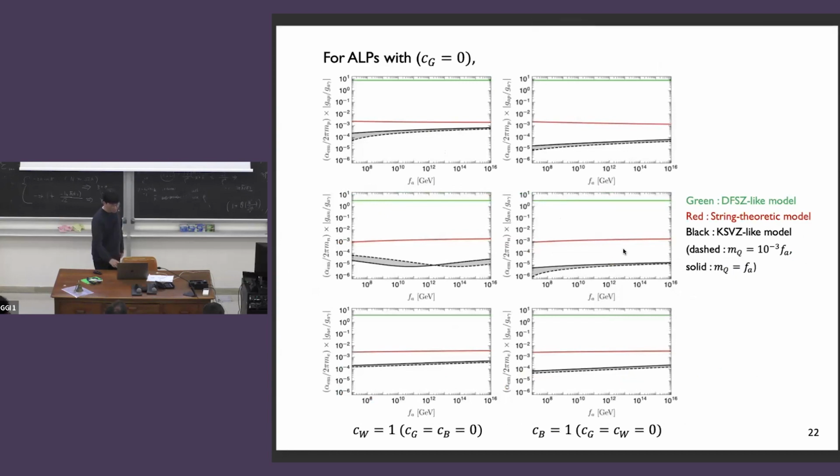And for the case of axion-like particles without gluon couplings, the situation is much more promising. In this case, even the axion-proton coupling can be used to distinguish among these three classes of UV physics. The left-hand plot is the case where the ALP couples to the SU(2) gauge field only, and the right-hand side is a case where the axion couples to the U(1) hypercharge gauge field only.